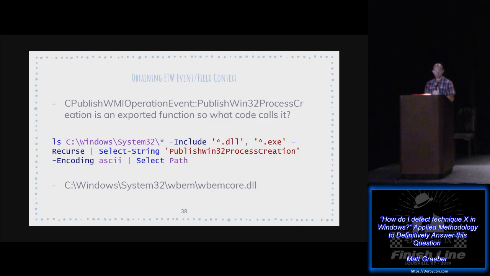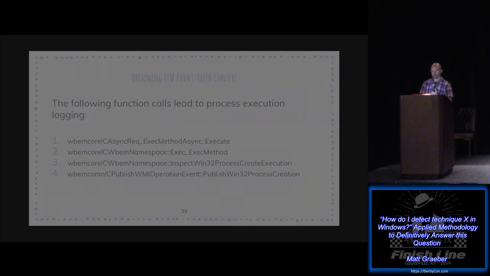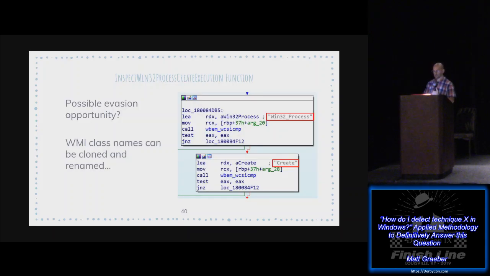Cool. Now, that function happened to be an export function. So my next question was, okay, what code calls that export function? And I have a one-liner for that as well. And it turns out wbemcore.dll is the only one that calls that. So we're starting to build out this picture even further of the implementation, in this case on the server side. So here's what the call trace would look like if you were doing this dynamically. So some additional interesting context there.